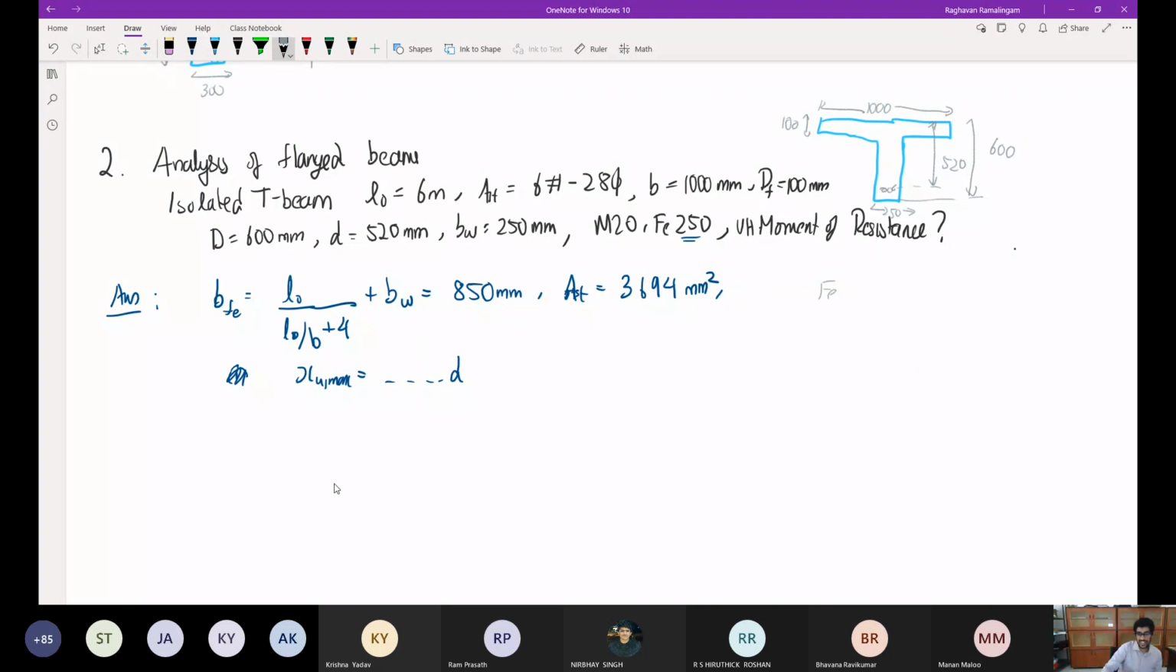So we know that Fe415 is 0.48 and Fe500 is 0.46. For Fe250, will you have a higher value or a lower value? It will be a higher value, sir. Approximately 0.52? You're close. It's actually 0.53. So 0.53 times d is the value for this kind of steel. So 0.53 times 520. How much is the limiting depth of neutral axis?